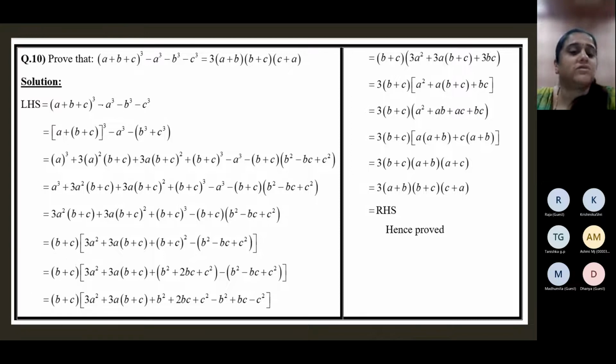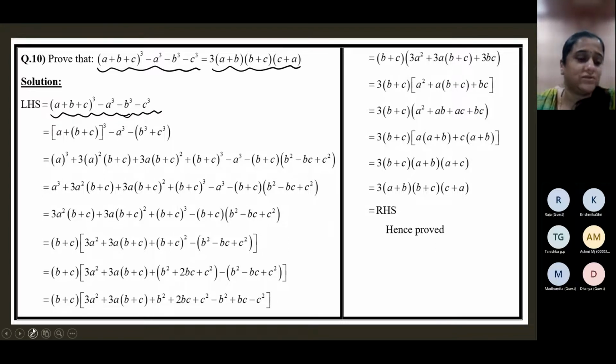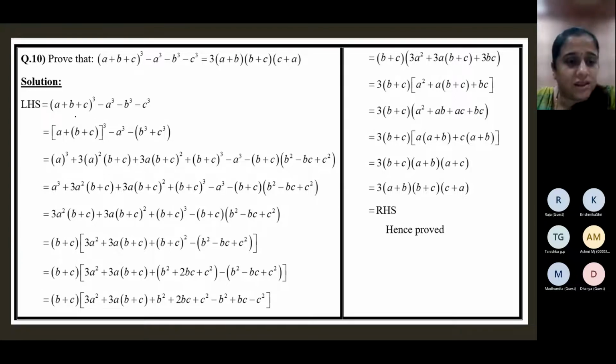All right, children, take up the LHS. You need to prove that this is equal to what you see here. LHS is (a plus b plus c) the whole cubed minus a cubed minus b cubed minus c cubed. Now you can group this in any way. I have grouped b plus c. You can try grouping a plus b and a plus c also. You will get the same result.